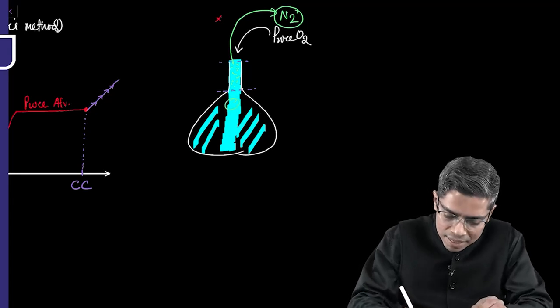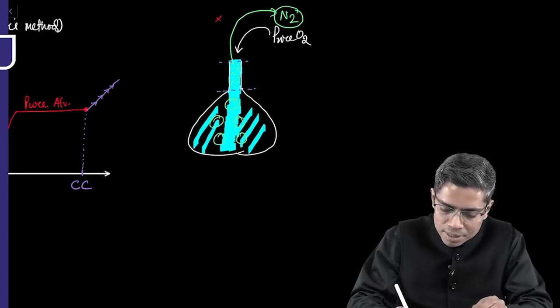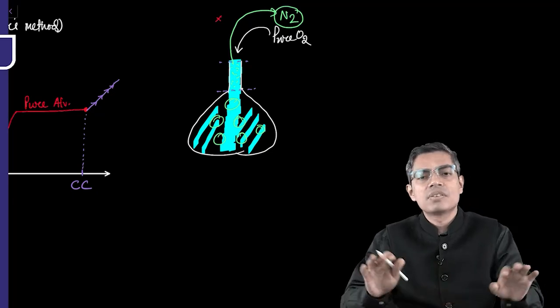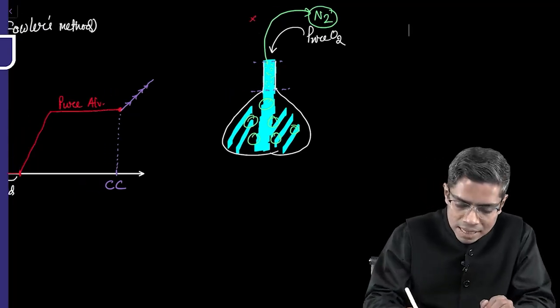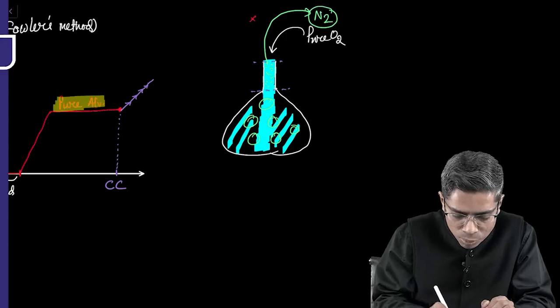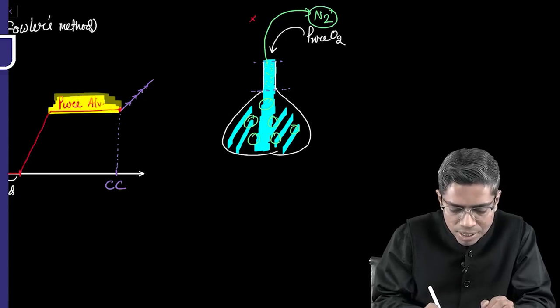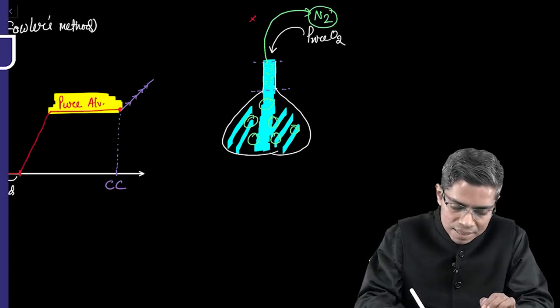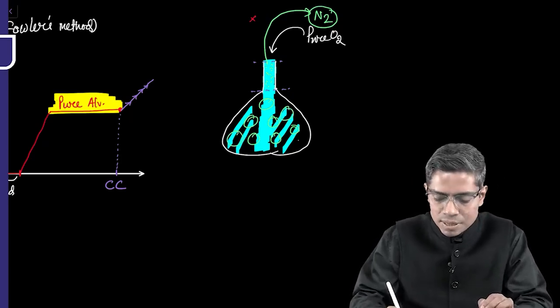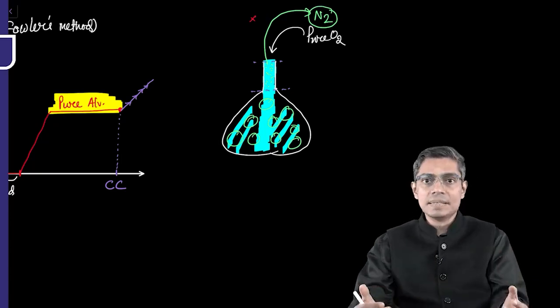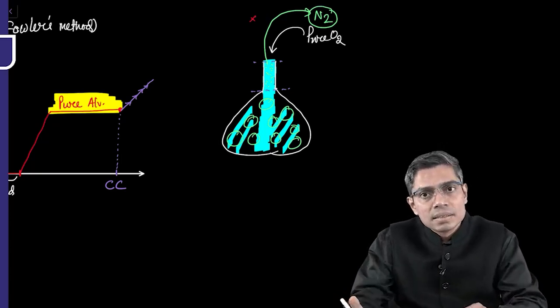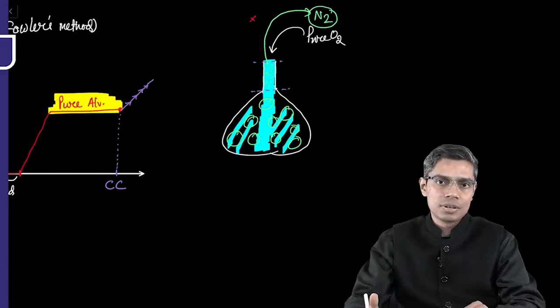Now when the air is coming from this alveolar region, there will be a fixed concentration of nitrogen, and that is nothing but the plateau portion. That means the air is coming from this alveolar region. But suddenly at the end there is a rise in nitrogen concentration.